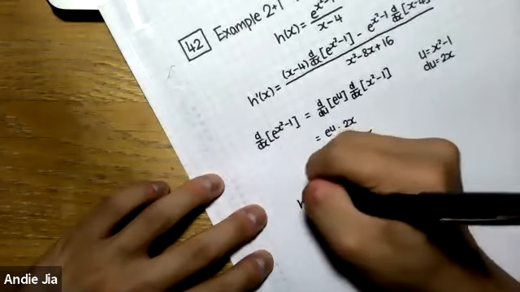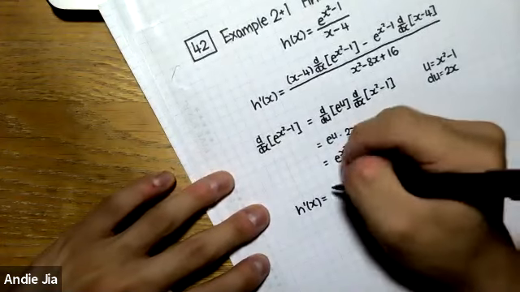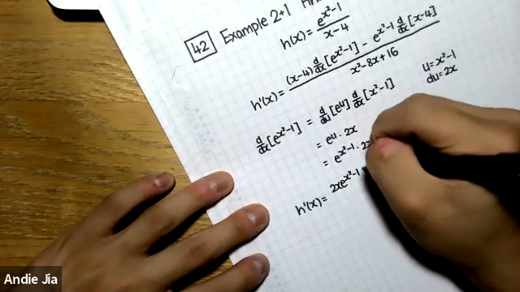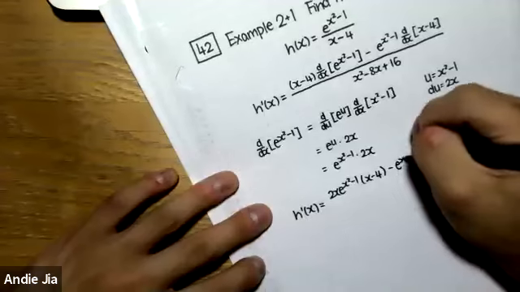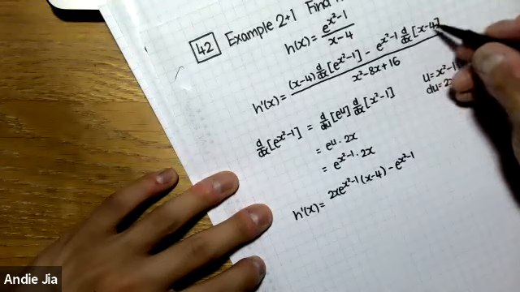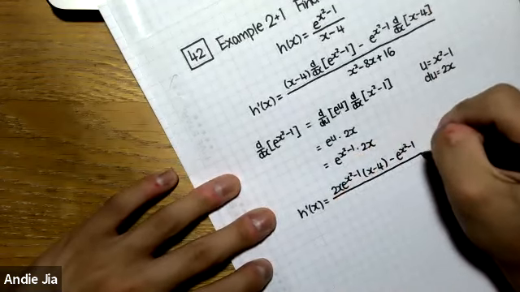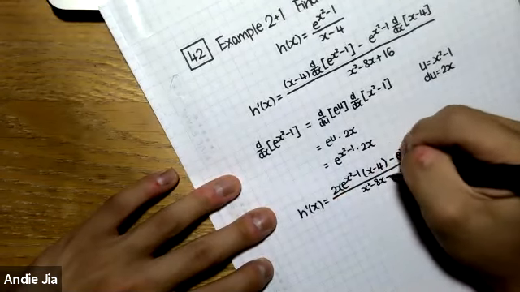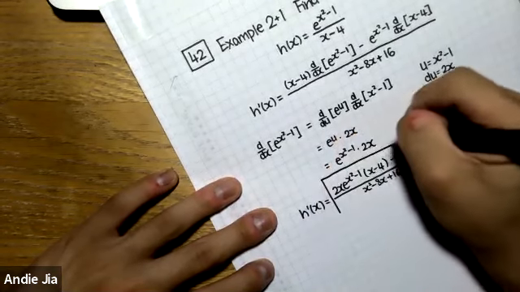So h prime of x is 2x e^(x²−1) times (x−4) minus e^(x²−1), because the derivative of x−4 is 1. And the bottom we get x² minus 8x plus 16. This is our final answer.